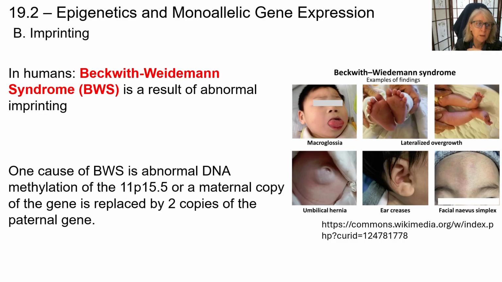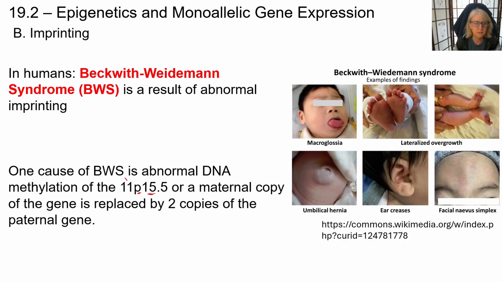In humans, Beckwith-Wiedemann syndrome, which is one we talked about at the very beginning, is a result of abnormal imprinting. This is not the only cause for this. If you look this up, there are multiple reasons why you can develop this syndrome. But one of the causes is an unexpected methylation of chromosome 11 on the P arm at location 15.5, where the maternal copy of the gene is either not accessible, it's been methylated, or the baby has 2 copies of the paternal gene. You need mom's gene at that location in order to actually function.